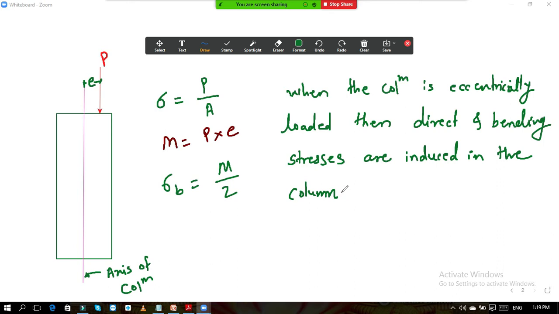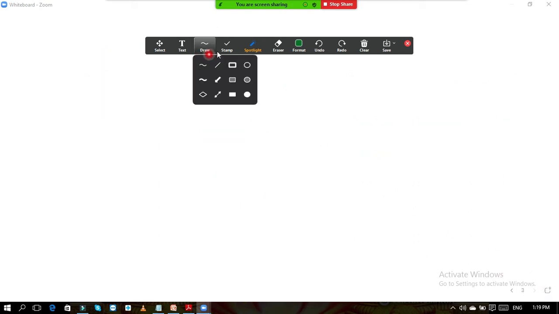So how is it possible that both direct stress and bending stress are applied? Now I will elaborate this figure from this surface, and I will show you how the direct stress and bending stress act over there. Now if we move to the next board, here I draw the line.